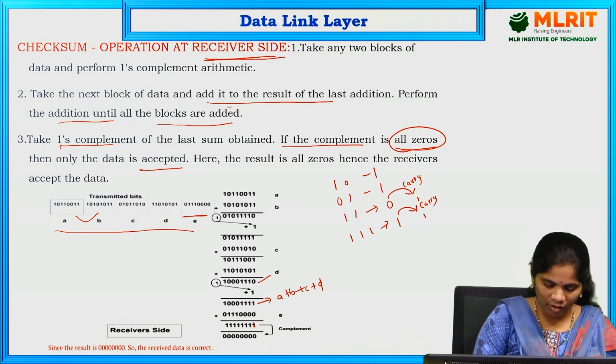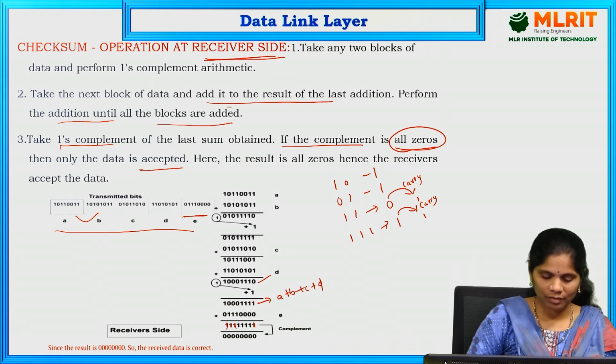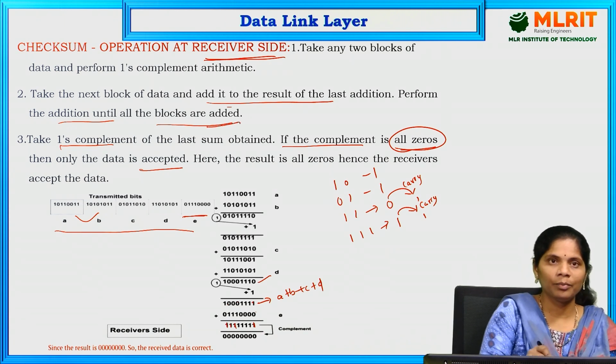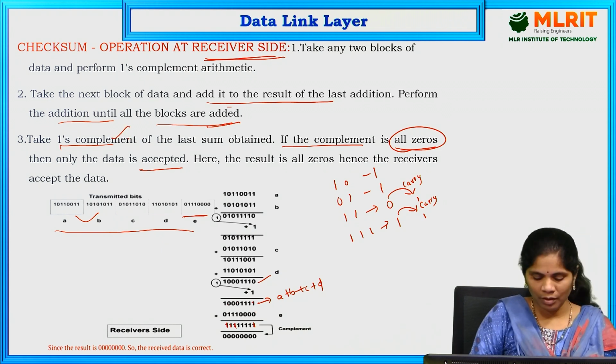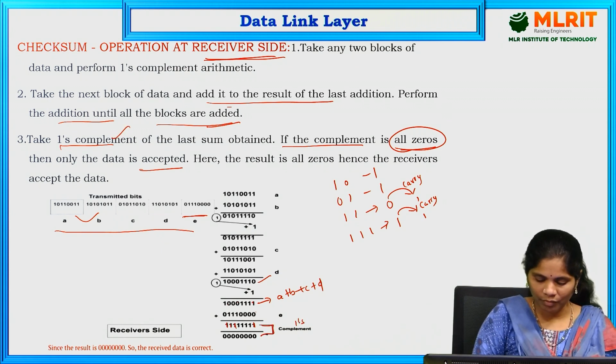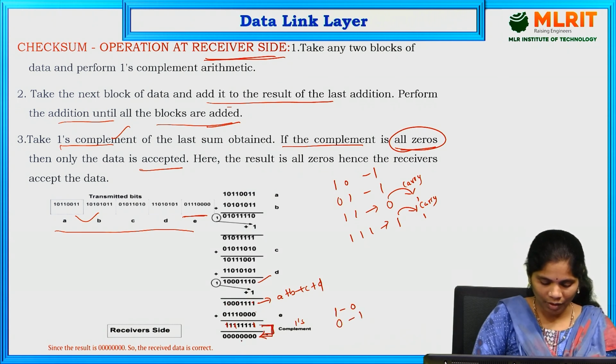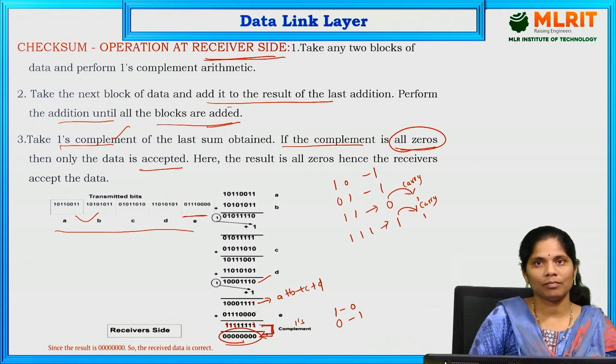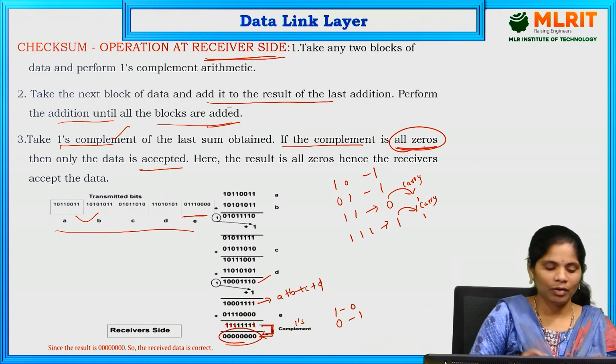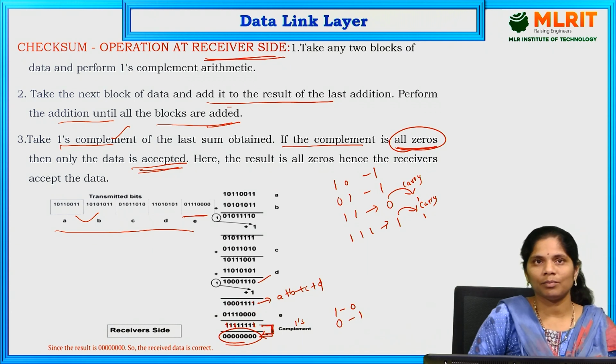1 0 1, 1 0 1, 1 0 1, 0 1 1, 0 1 1, 0 1 1, 1 0 1, means all ones came. So what we have to do after adding all the bits, we have to do the 1's complement, right? 1's complement means 1 is going to be converted to 0, 0 is going to be converted to 1. So like this, if we do the 1's complement, we will get all the zeros. If we get all the zeros, the data is going to be accepted, means there is no errors in that original data.